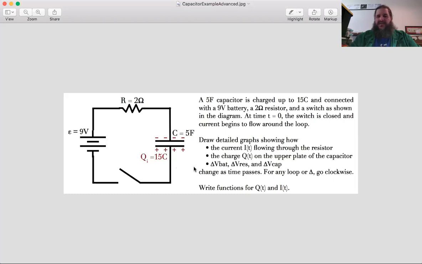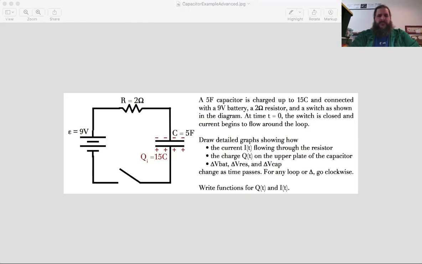In this case, we're looking at several values: current through the resistor and charge attached to the capacitor, stored on the capacitor, and also the voltages. But if we can find current and charge, then that tells us everything we need to know about the voltages as well. Because in general, what do we know about the voltage of any battery? What should we expect the voltage of a battery to be?